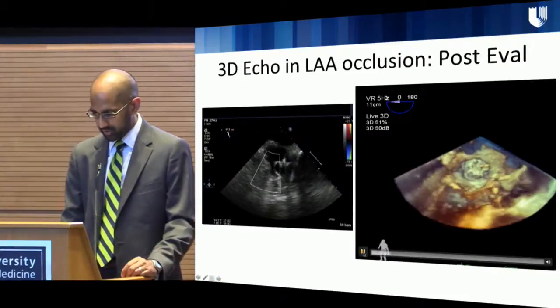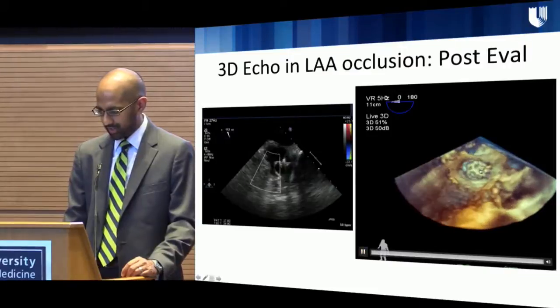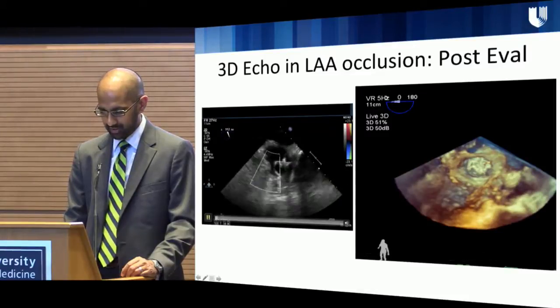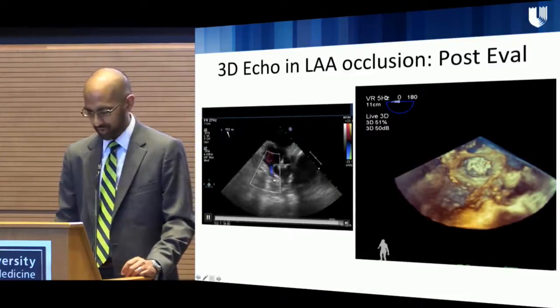And just for the curious, this is what it looks like when it's done. In this particular case, here's the device on the catheter. There's a bit of a gap here, and you can see that here on 2D, and so we repositioned this before we left this in the patient.